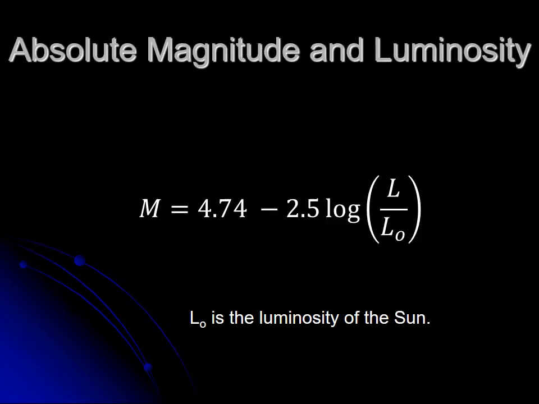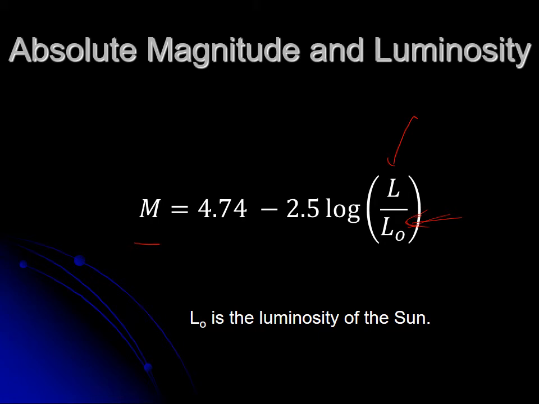So we know there's a relationship between absolute magnitude and luminosity. This is the equation right here. And that is that the absolute magnitude is related to the luminosity of the star and the luminosity of the sun. So this would be an equation you'd see in an astronomy textbook for finding the absolute magnitude if you know the luminosity.